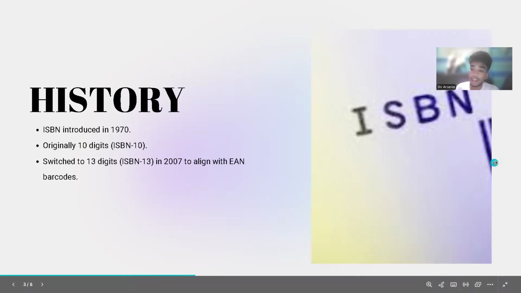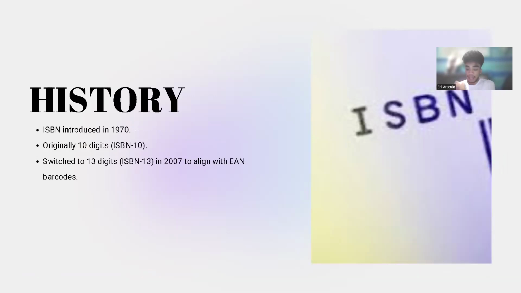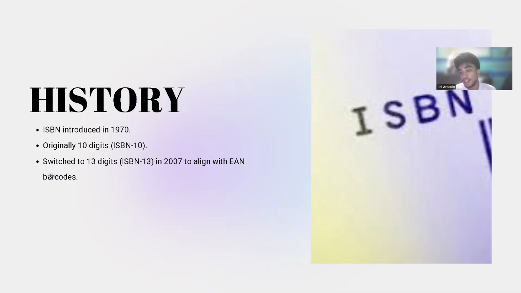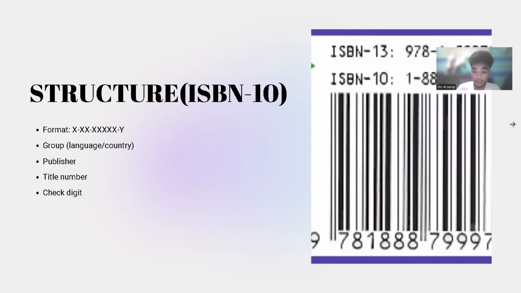So next, the history. The ISBN system was introduced in 1970. Originally it started with 10 digits, which is called ISBN 10. And in 2007, it switched to 13 digits to align with EAN barcodes. This transition improved compatibility with international retail systems and modern bookstores. So, the structure of ISBN 10.